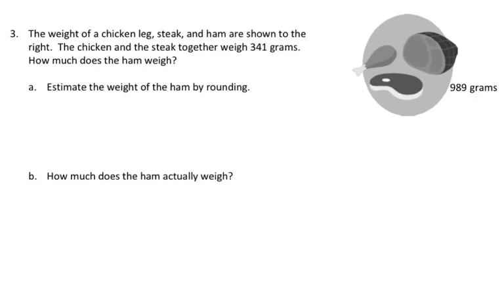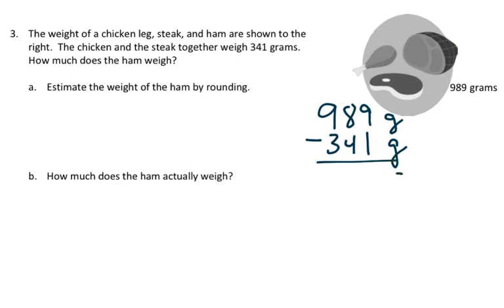So we know that the chicken and the steak together was 341 grams. So we have 989 minus 341. This is all grams, so our unit's going to be grams. So 648 grams is the amount that the ham weighs, okay?